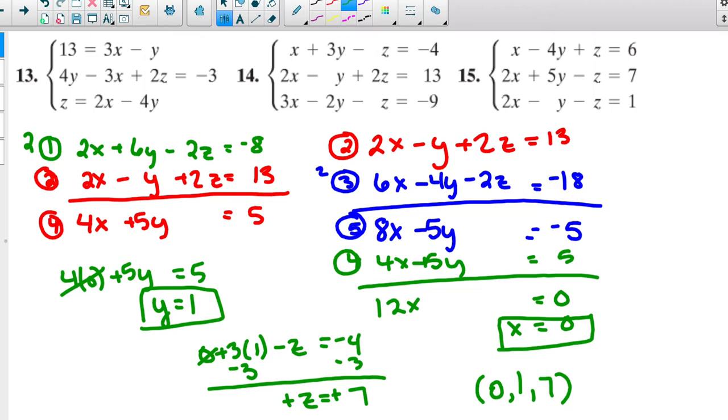And again, not a bad idea to check your answers. So plug that into like equation 3 to see what happens. If x is 0, you have 0. 3 times 0 is 0. Minus 2 times 1, so minus 2. Minus 7. Negative 2 and negative 7 equals negative 9. Does that match what they have there? You bet. So therefore, yeah, it's a good solution.